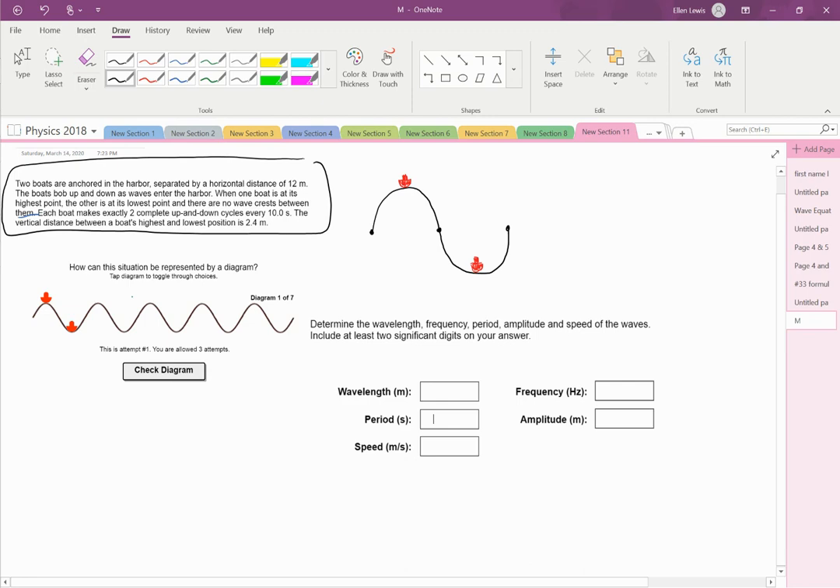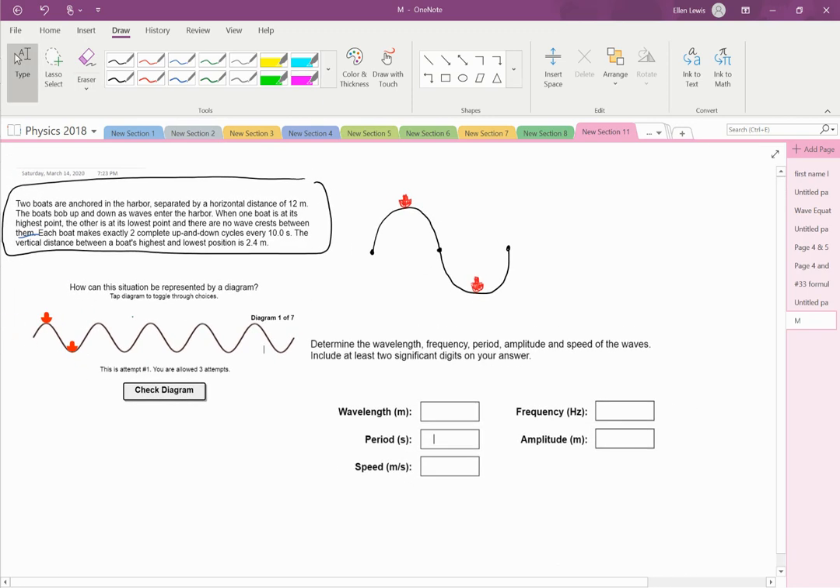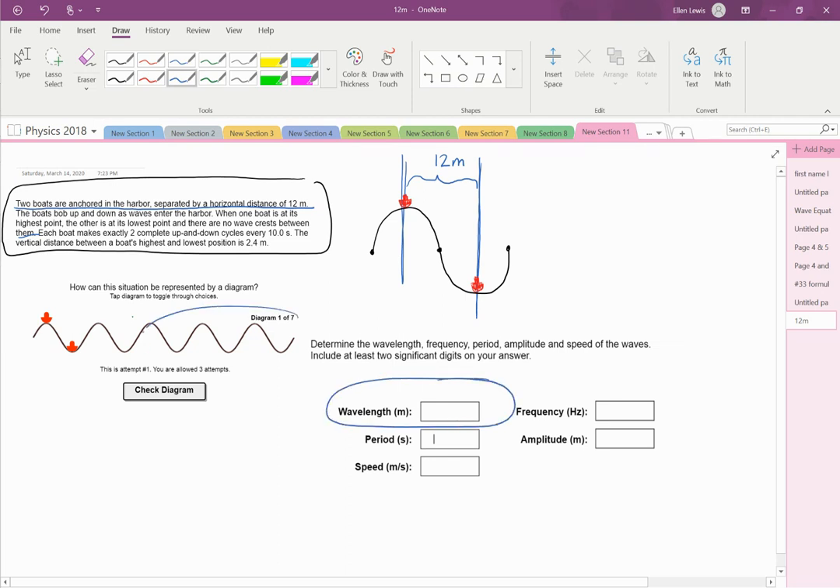And so let's refer to the very first sentence. Two boats are anchored in the harbor separated by a horizontal distance of 12 meters. So here's your first boat, here's your second boat, and notice the horizontal distance between them is 12 meters. Well, we're going to answer the question about the wavelength of this wave here based on this boat information.